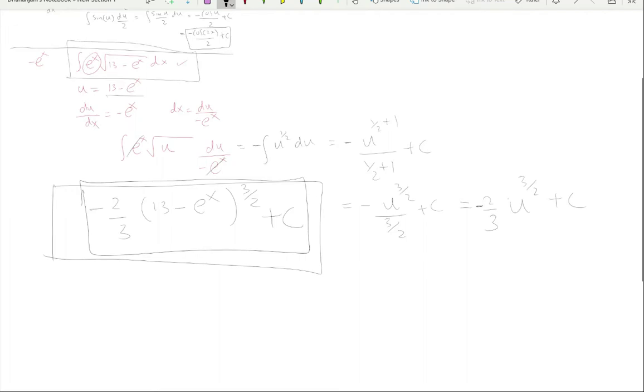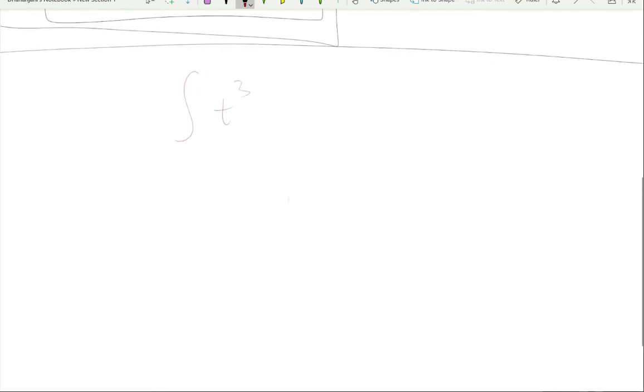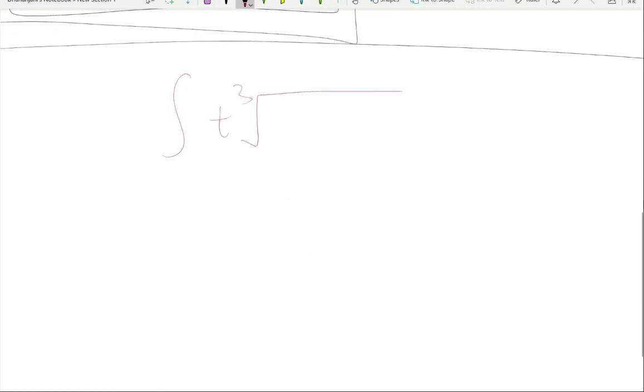Okay, let's do problem 6. Alright, 2 more problems to go. So t cubed times the square root of t to the 4 plus 5. Now we have a different letter, but don't worry. What is the inside function? u is t to the 4 plus 5.